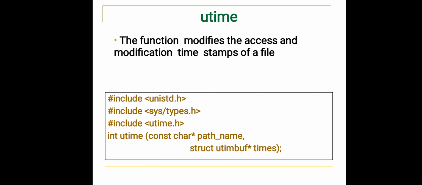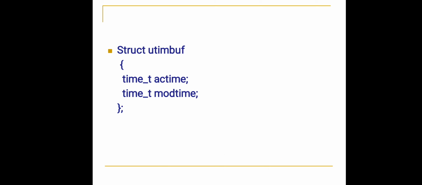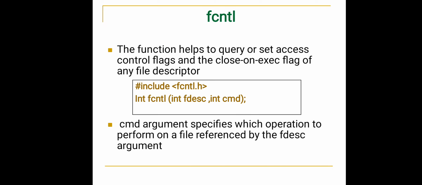utime. The function modifies the access and modification time stamps of a file. #include <unistd.h>, <sys/types.h>, <utime.h>. int utime(const char *path_name, struct utimbuf *times). struct utimbuf { time_t actime; time_t modtime; }.